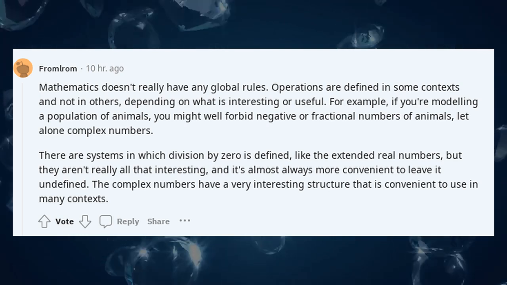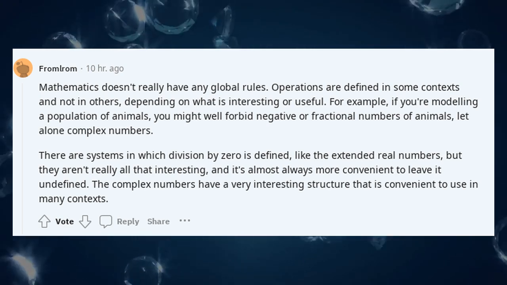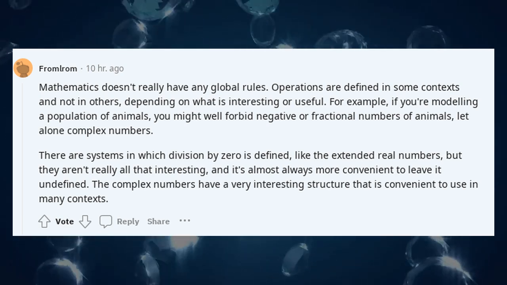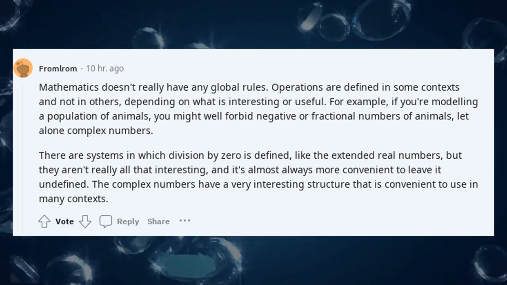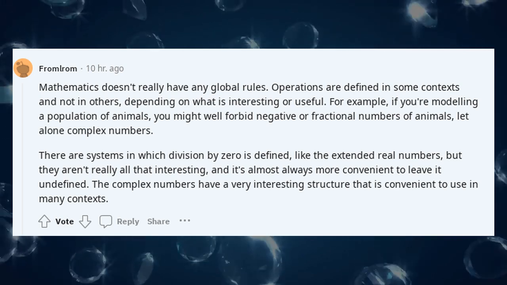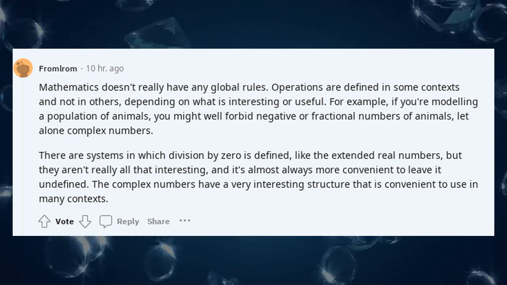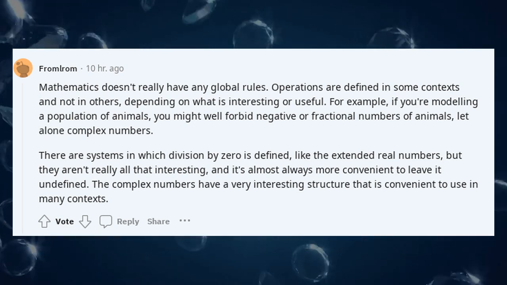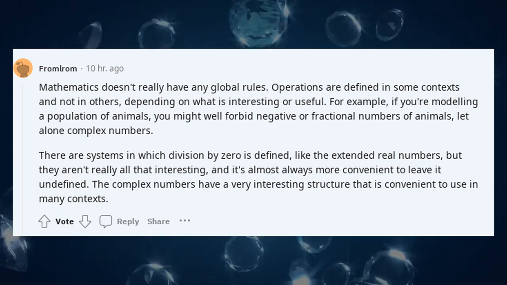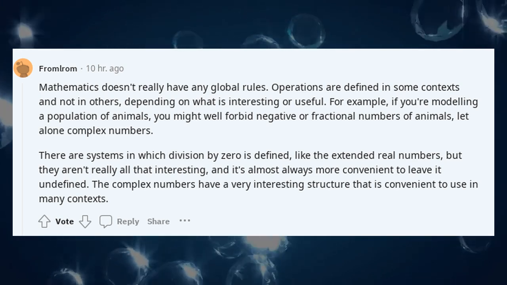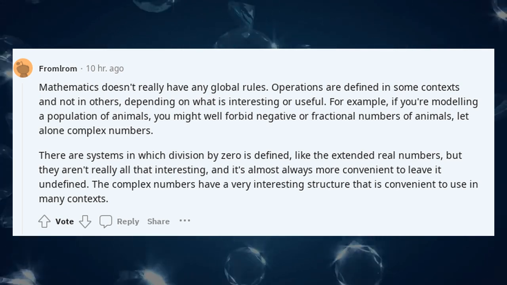Mathematics doesn't really have any global rules. Operations are defined in some contexts and not in others, depending on what is interesting or useful. For example, if you're modeling a population of animals, you might well forbid negative or fractional numbers of animals, let alone complex numbers. There are systems in which division by 0 is defined, like the extended real numbers. But they aren't really all that interesting, and it's almost always more convenient to leave it undefined. The complex numbers have a very interesting structure that is convenient to use in many contexts.